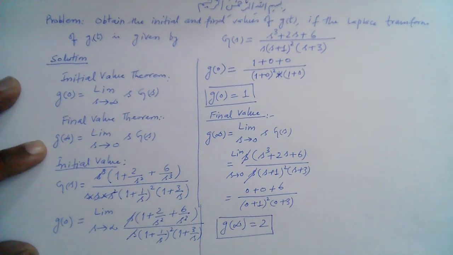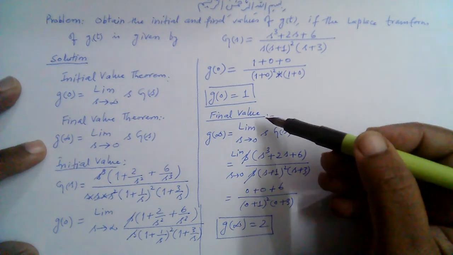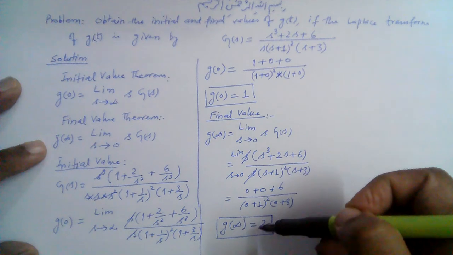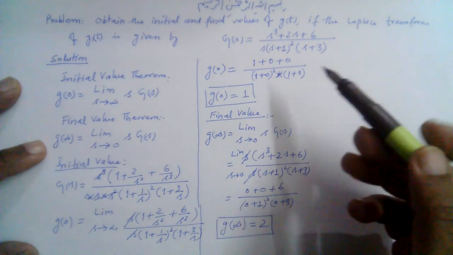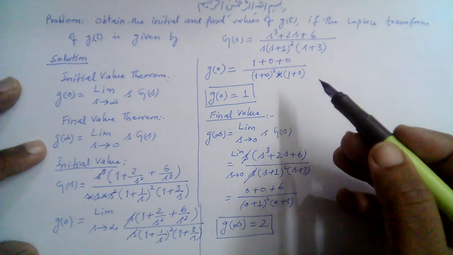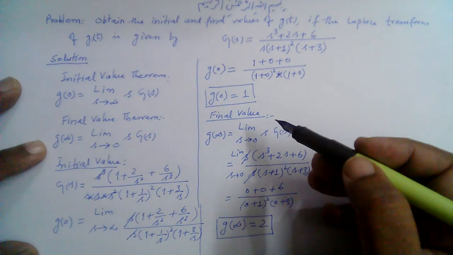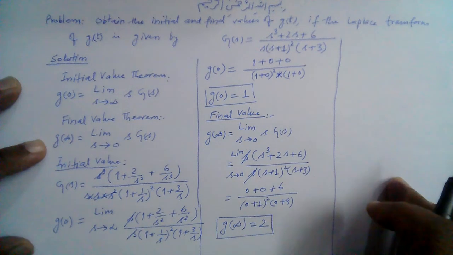So knowing only the Laplace transform, we have found out the initial value and the final value of the function in the time domain. We did not have the expression of the function in the time domain, we only had the Laplace transform, and yet we are able to obtain the initial value and the final value of the function in the time domain using the initial and final value theorems.